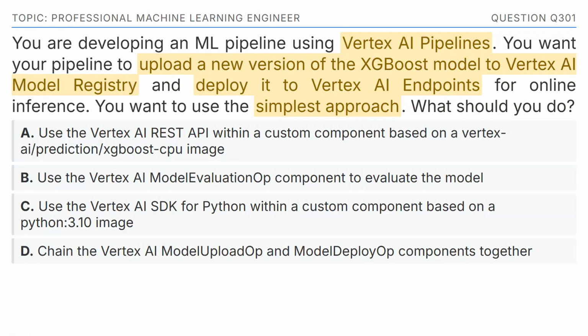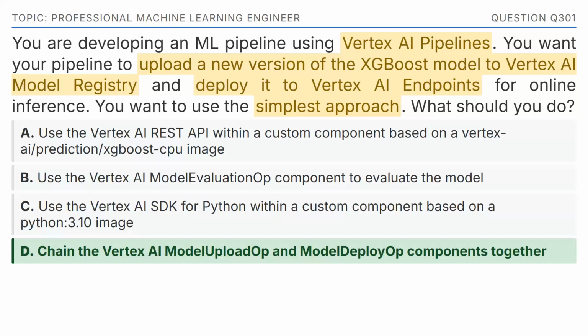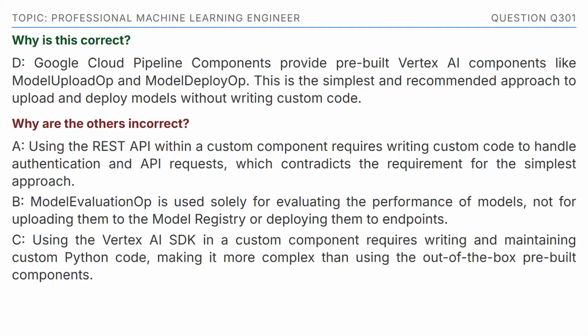To arrive at the correct answer, we focus on the keywords: Vertex AI pipelines, upload a new version of the XGBoost model to Vertex AI model registry, deploy it to Vertex AI endpoints, simplest approach. The correct answer is option D, chain the Vertex AI Model Upload Op and Model Deploy Op components together. Why is this correct? D. Google Cloud Pipeline components provide pre-built Vertex AI components like Model Upload Op and Model Deploy Op. This is the simplest and recommended approach to upload and deploy models without writing custom code.